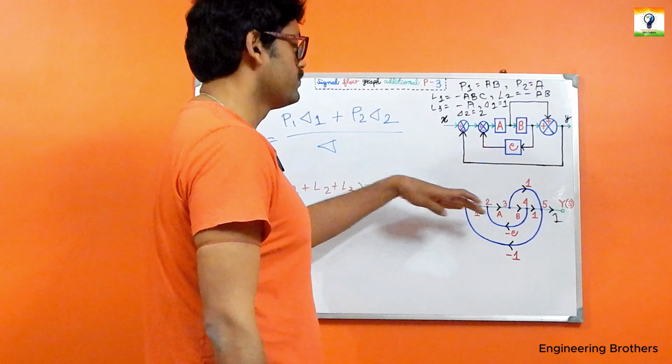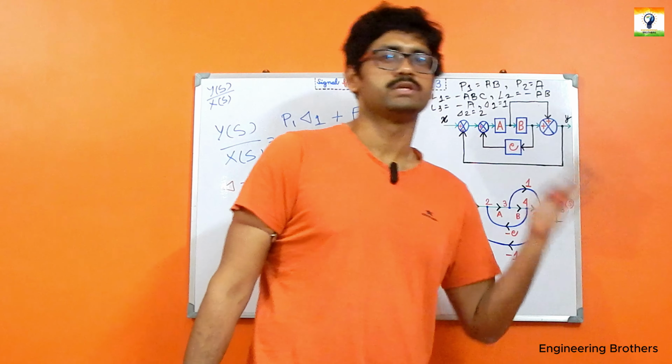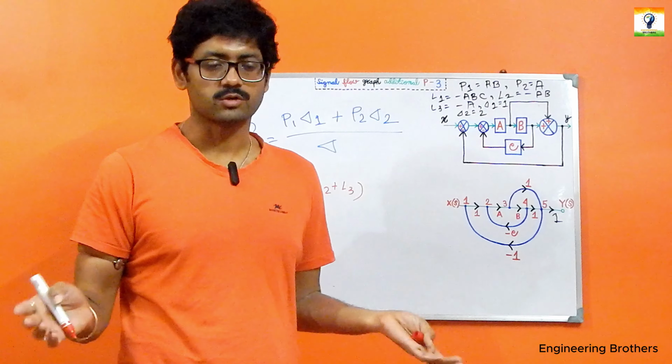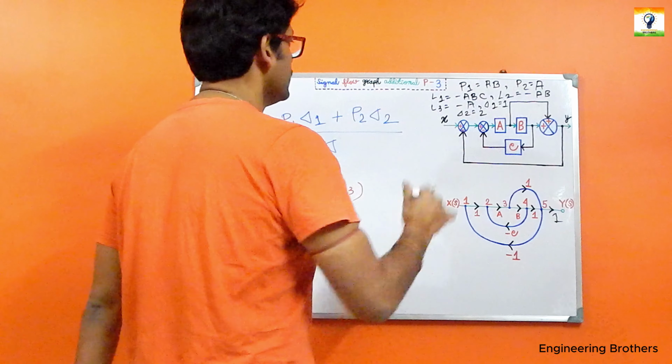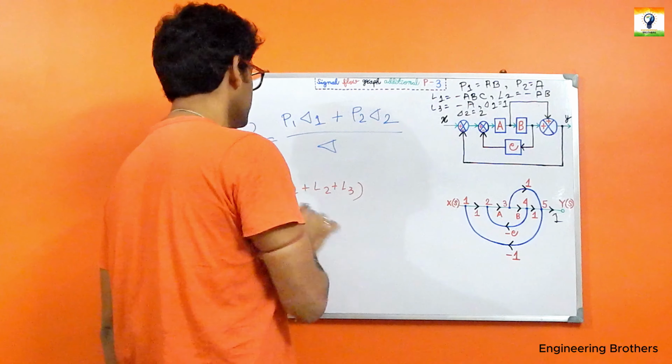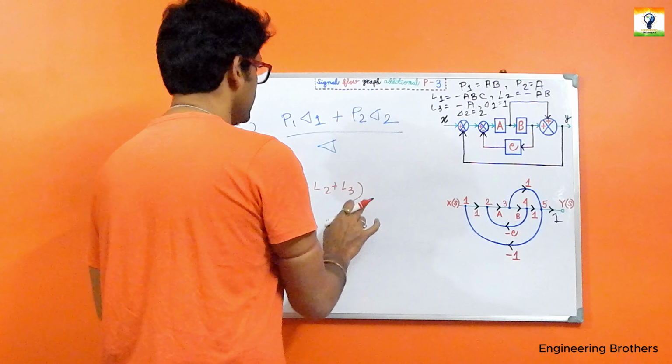As you can feel, no other two non-touching loops, three non-touching loops or four non-touching loops are present in this given consideration. Only the individual loops are present over here. That is why the formulation has ended over there.